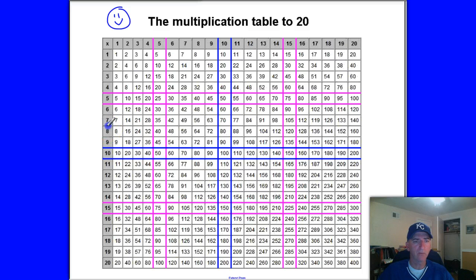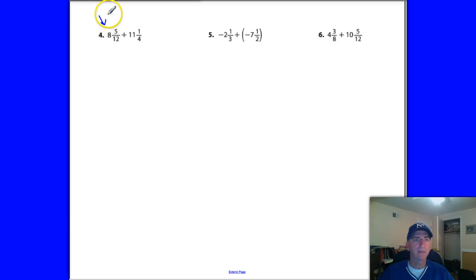8 times 12. Well, guess what? We have that right here. We have 8 and we have 12 here. So if we come down to the intersecting point right here, 8 times 12 is 96. That just made my life a lot easier. So I've got 96, but then you've got to add that 5. Remember, you add the numerator. 8 times 12 is 96 plus 5, and that comes out to be 101. And the bottom number is still 12. We're going to keep that the same.